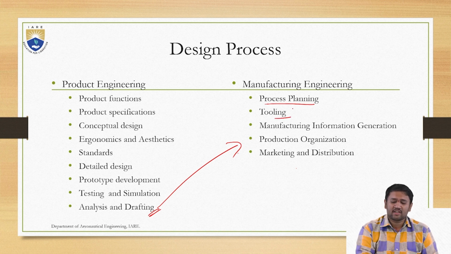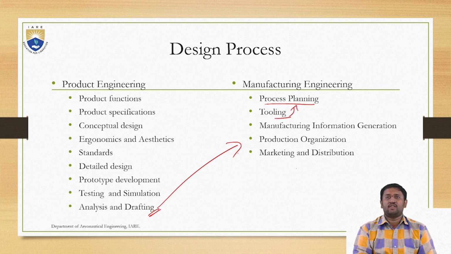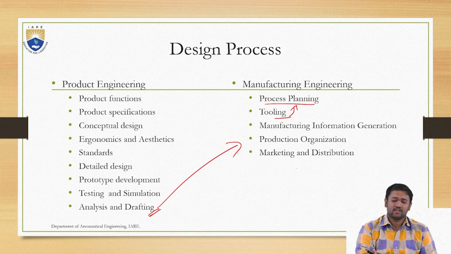Now, what is the tooling required for manufacturing this particular bottle, right? And next, what is the information generation required for the product? Next, organization as well as marketing. We'll discuss this one by one.